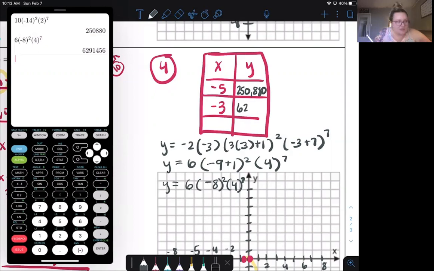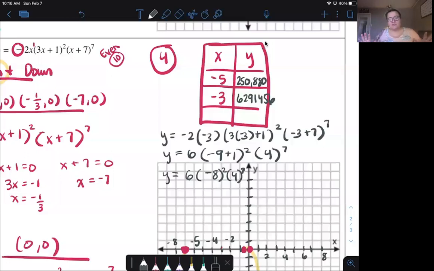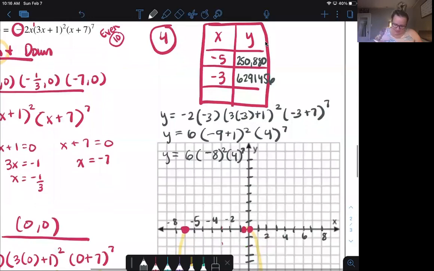6,291,456. I don't think that's right. I wonder if I made a mistake. All right, so I just double checked my work. I wanted to make sure that that number was not crazy. It's a huge number, but it should be right. I don't know. Let me know if I'm wrong, like y'all always do.